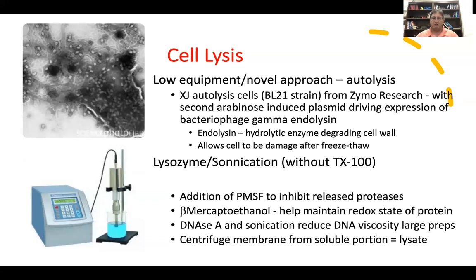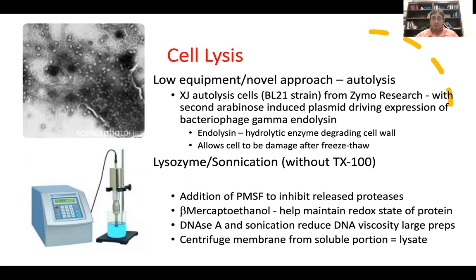So now it comes time to break your cells. Depending upon what you're doing, there's different ways to do cell lysis, and there's just not enough time here to go through all of them. So we're going to talk primarily about something called XJ autolysis cells. So these are another specialized BL21 strain from a company called Zymo Research. What they have is in these BL21 cells, in addition to whatever plasmid you placed in there, there's already a second gene under an arabinose promoter driving the expression of a protein called bacteriophage lambda endolysin. And this endolysin will then break down, degrade the bacteria cell wall.